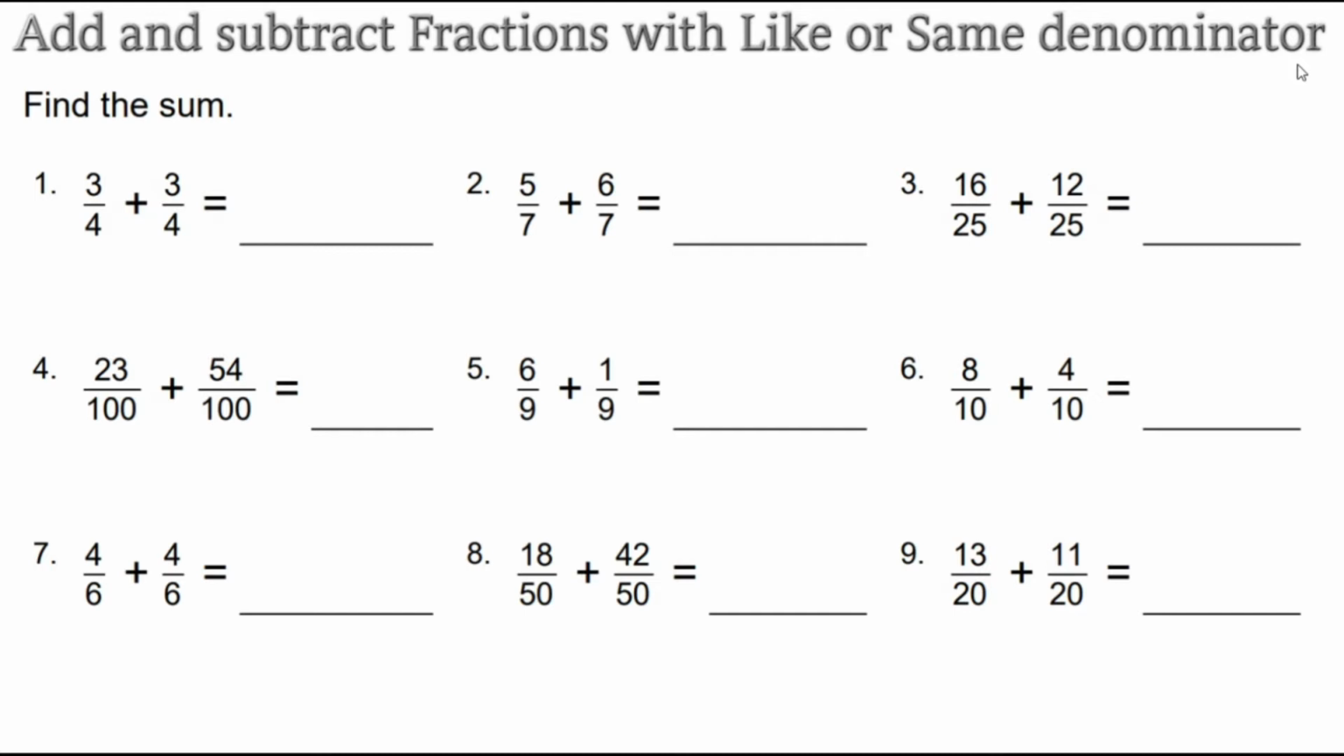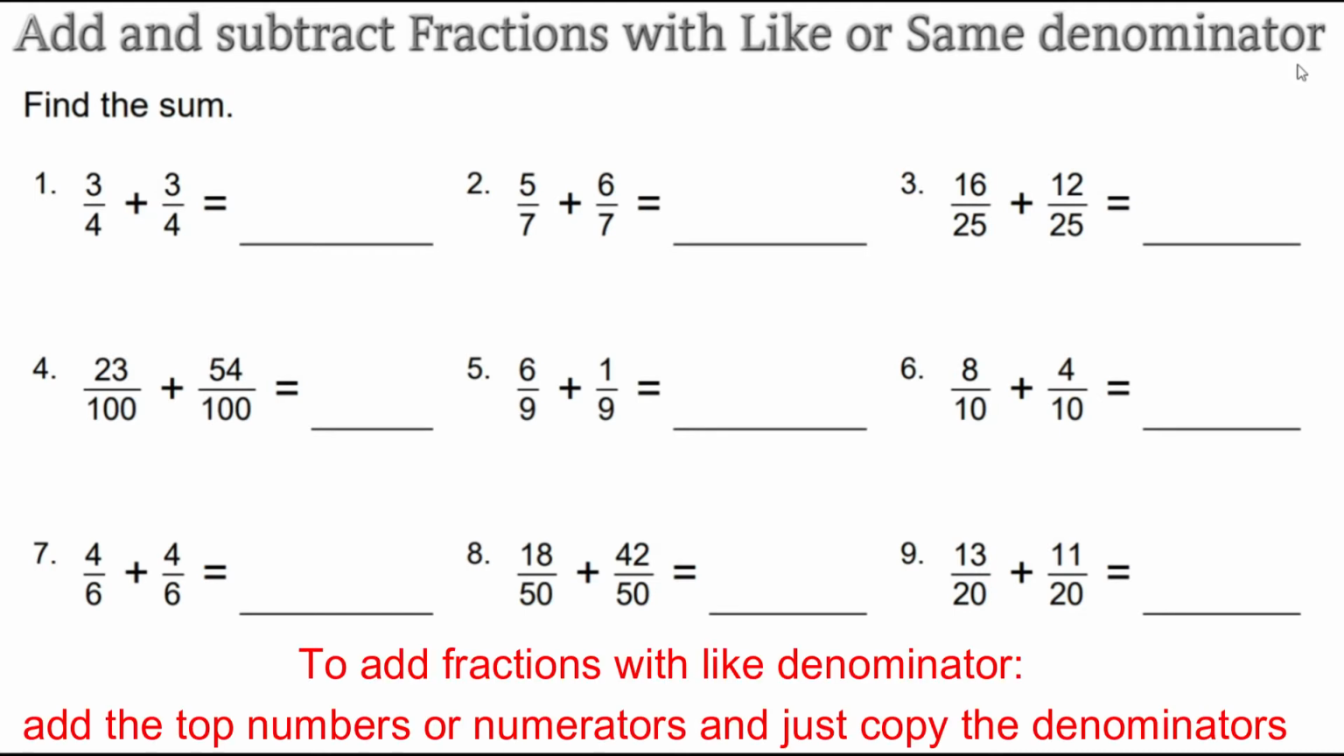Hello, this time we are going to be adding and subtracting fractions with like or same denominator. We know that a fraction has two main parts. The top part is called numerator and the bottom part is called denominator. Now, how do we do this?